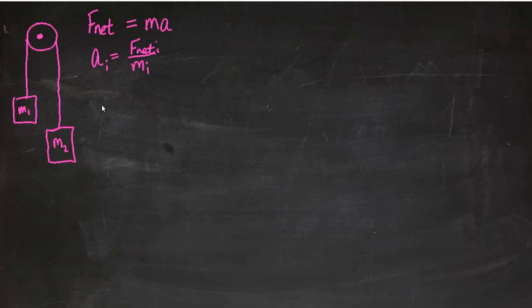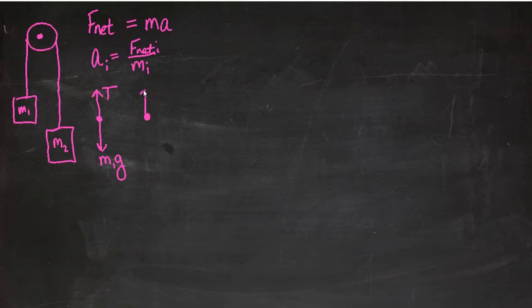So let's apply this to mass 1 here. I'll draw the free body diagram first. I know there's some tension pulling up and a force of gravity pulling down. The tension we'll call T, and the force of gravity I know is proportional to the mass and the acceleration due to gravity, which near the Earth's surface is about 10 meters per second squared.